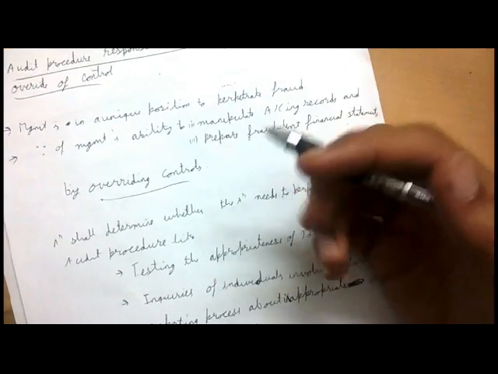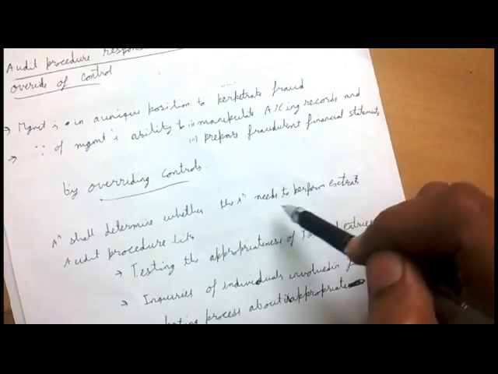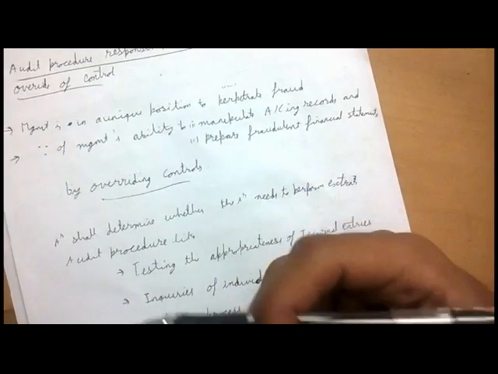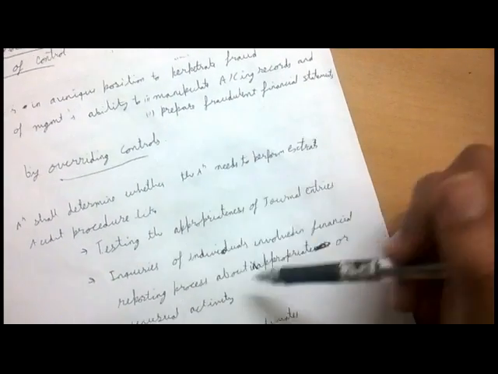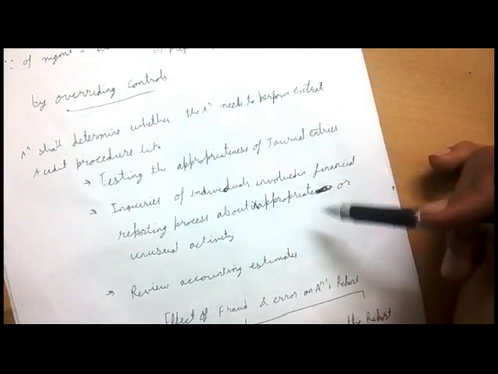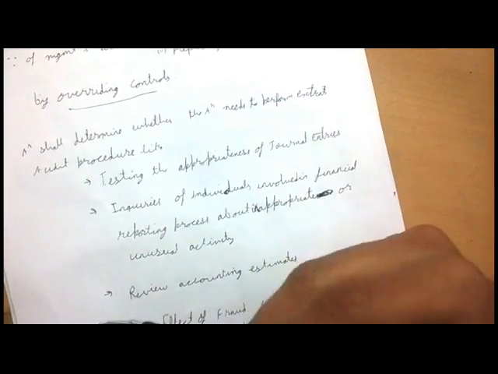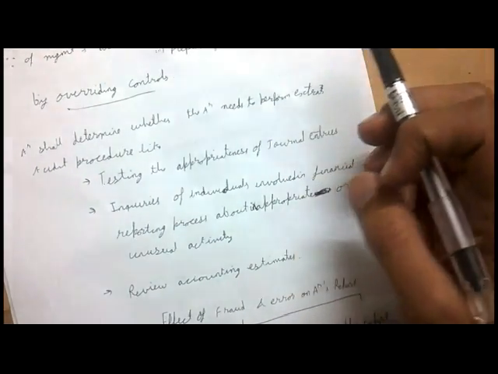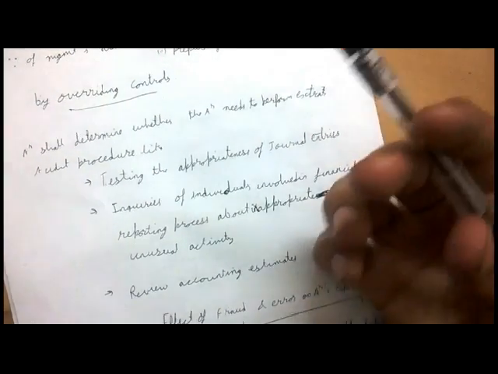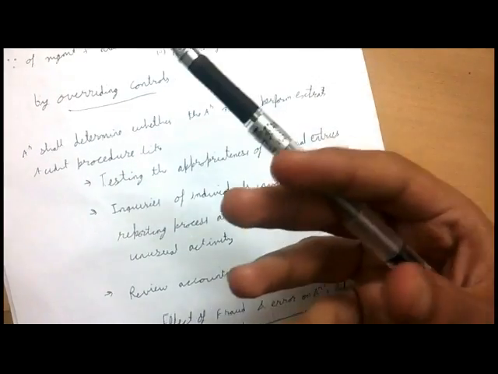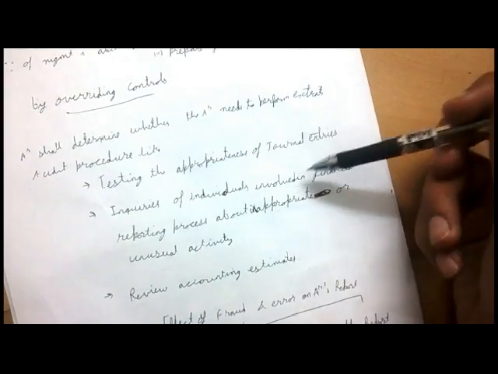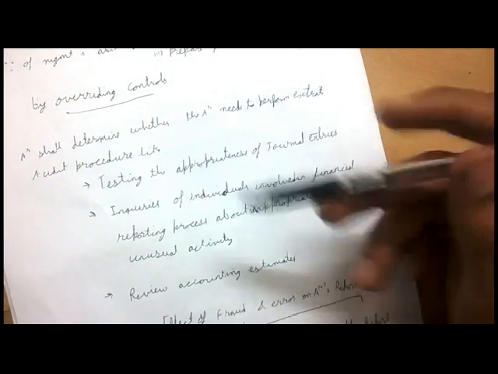Now, what the auditor has to do regarding this: the auditor shall determine whether he needs to perform extra audit procedures because the management is overriding controls. He should perform additional procedures like testing the appropriateness of journal entries. He should examine the journal entries, and inquire of individuals involved in the financial reporting process, that is, recording of transactions, recording of journal entries, everything from the beginning of a transaction, from giving vouchers, etc. Inquire from those individuals about inappropriate or unusual activities.